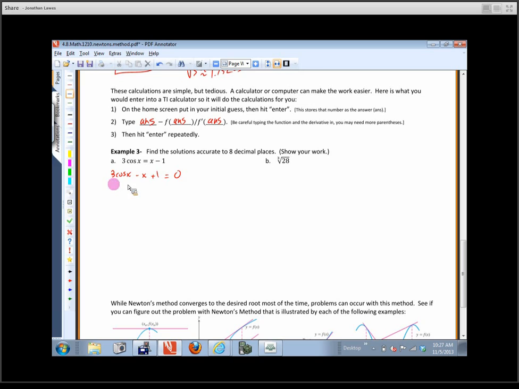This right here is f of x. So our function on this one is 3 cosine x minus x plus 1. We need our derivative. So our derivative is going to be negative 3 sine of x minus 1. Need a function value, need a derivative at that function value, and I need an initial guess as to where this crosses the x-axis. So you could cheat and use a graphing calculator and take a look at where it crosses. Okay, or you could stop and think about this for just a second.